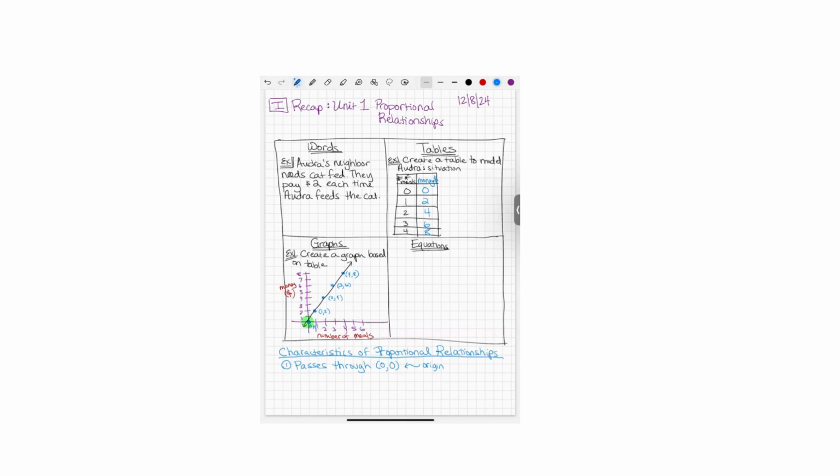Proportional relationships are also always going to be a line, which we have. So sometimes we even call these a linear relationship. They're going to look like a line when we graph them. That's why we like graphs. Sometimes we can see the line.